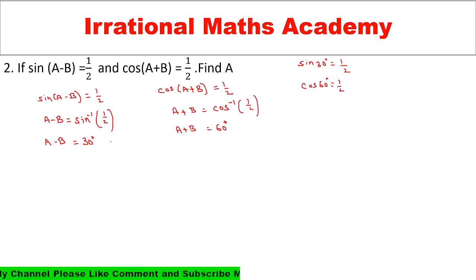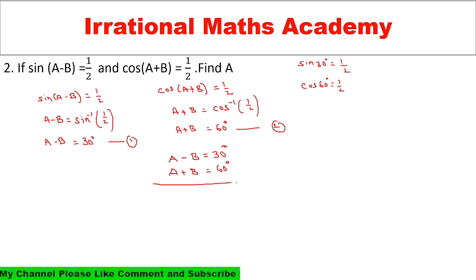Now if you look here, this is equation 1 and this is equation 2. Let me solve equation 1 and equation 2 to get the answer. So A minus B equal to 30 degrees. A plus B equal to 60 degrees. Linear equations in two variables, we have two equations. If I add these two equations, minus B plus B is 0, so 2A equals 90 degrees, and A equal to 90 by 2, that is 45 degrees.